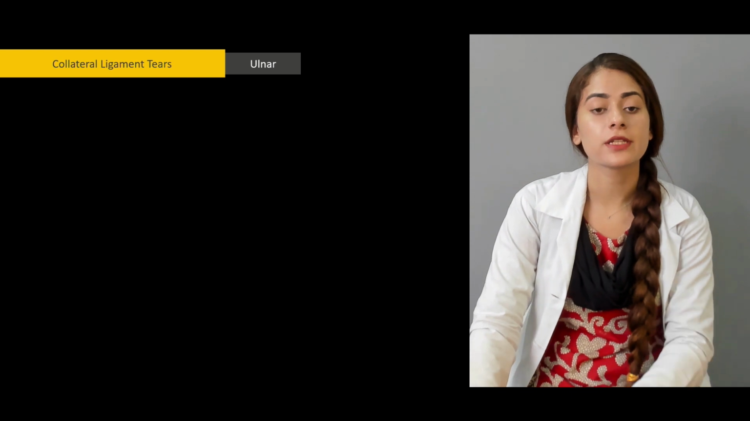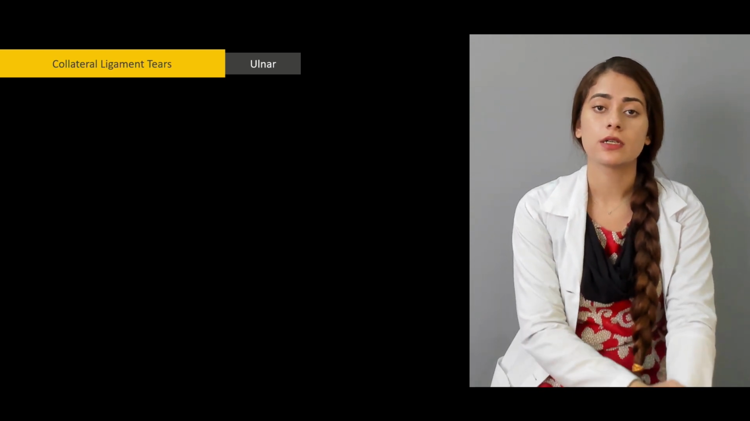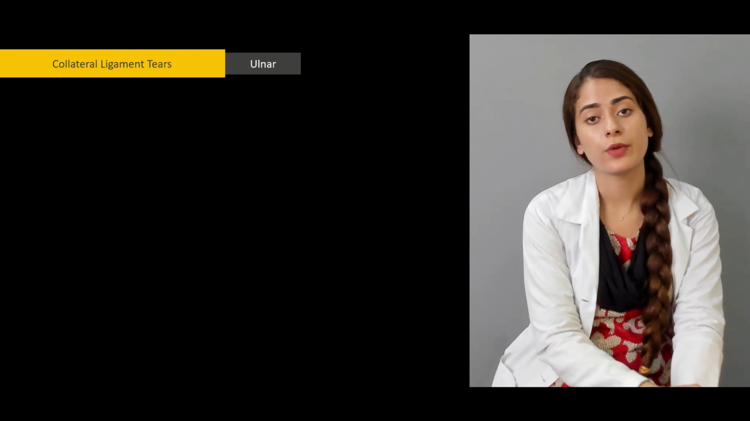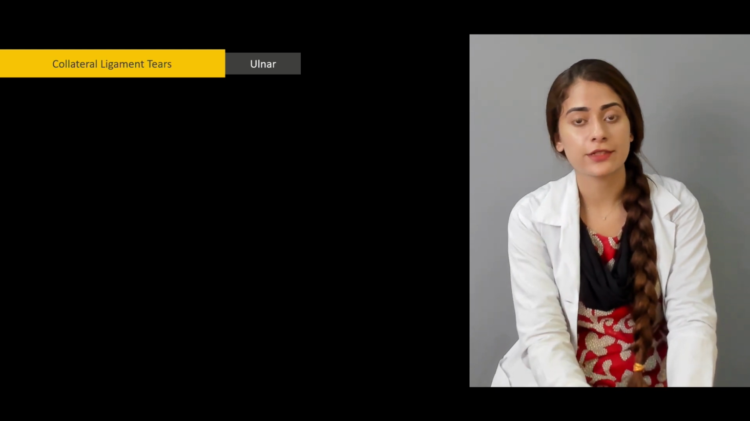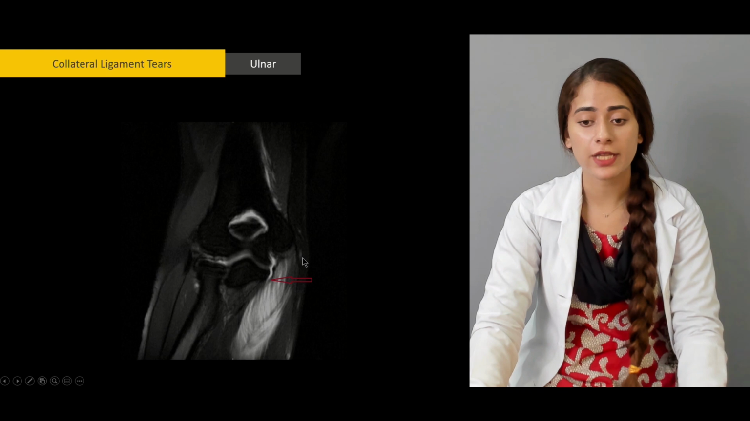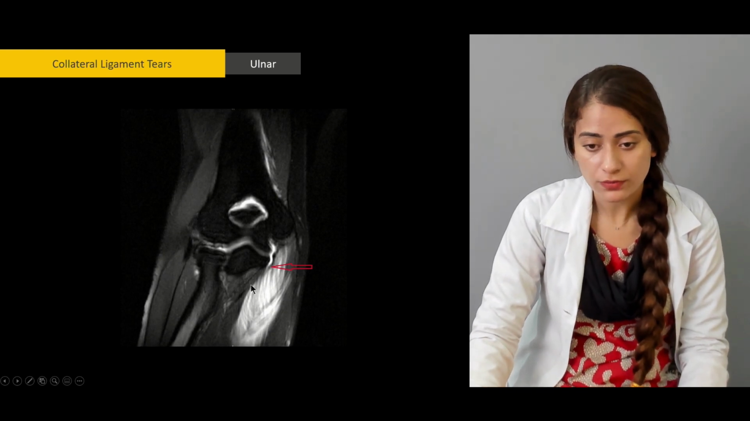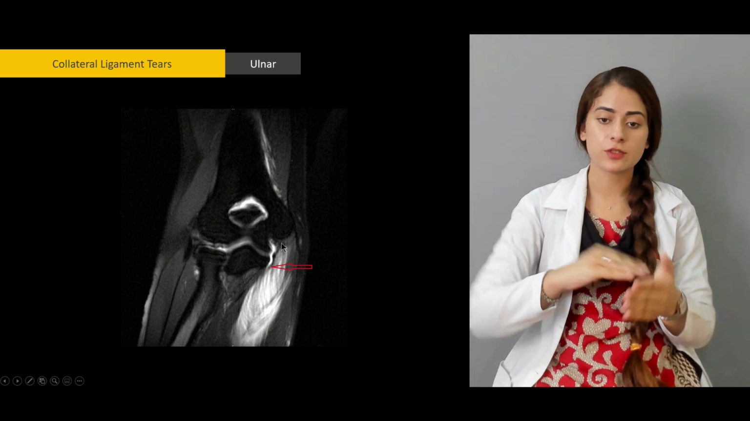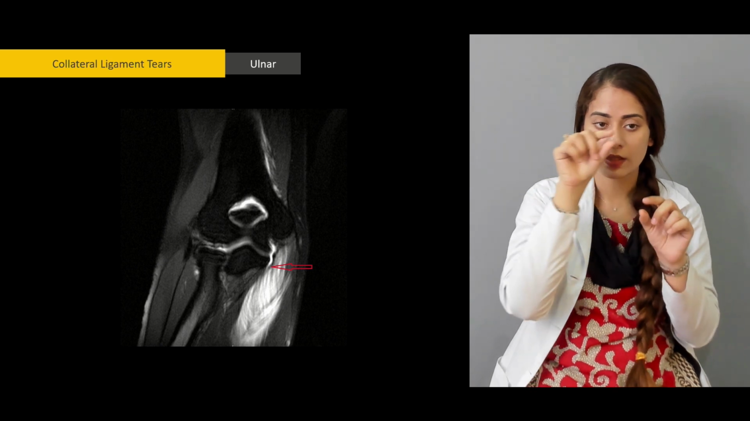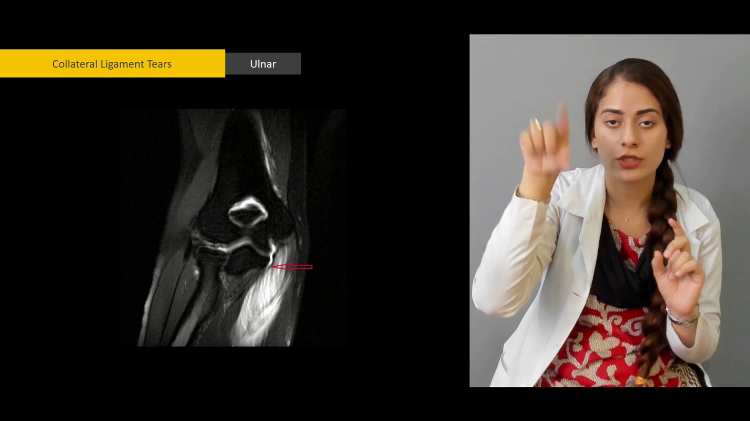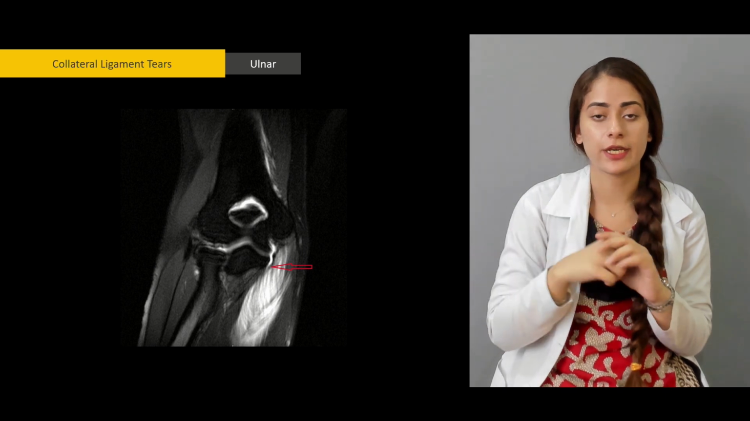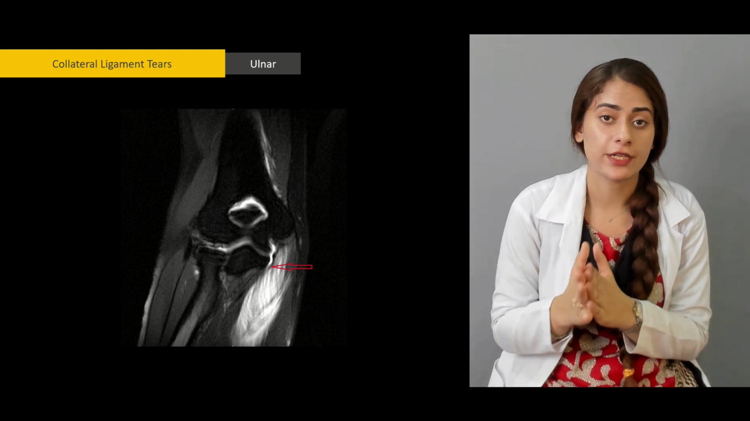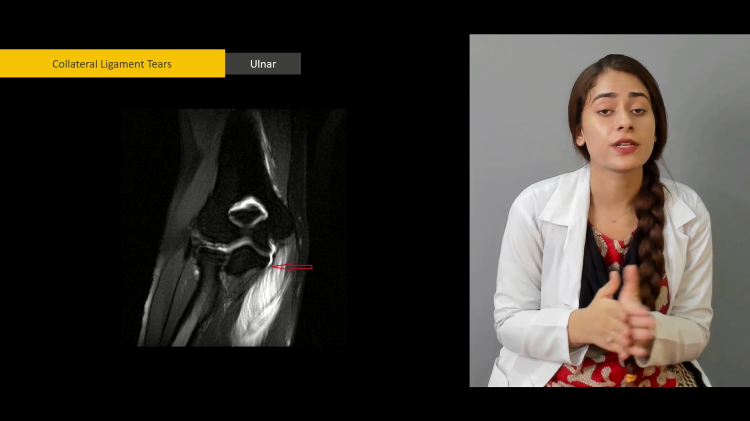Now we're going to talk about the collateral ligament. There is the ulnar collateral ligament, also known as the internal collateral ligament. There is also an external collateral ligament, or the radial collateral ligament. Here we're talking about the ulnar collateral ligament. This is the ulna bone, and here is where the collateral ligament is present. It attaches to the ulna portion of the radius as well, and then the medial epicondyle. This is the attachment portion of the medial collateral ligament, or the internal collateral ligament, also known as the ulnar collateral ligament.